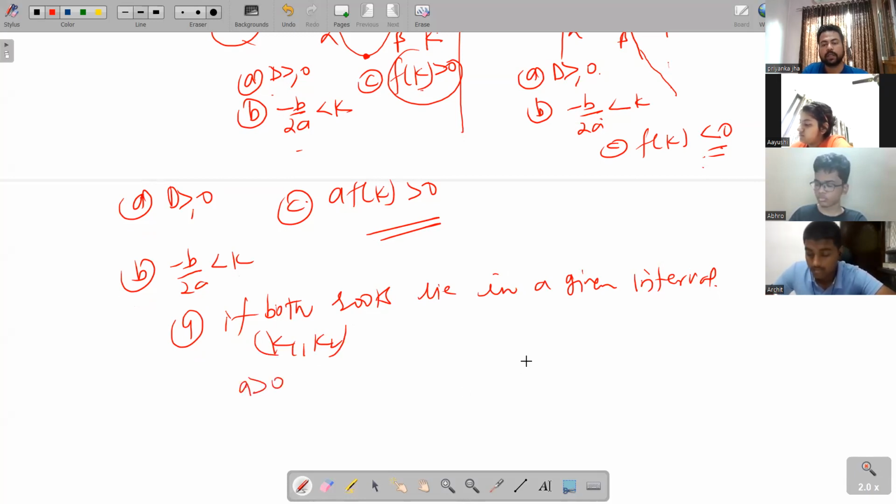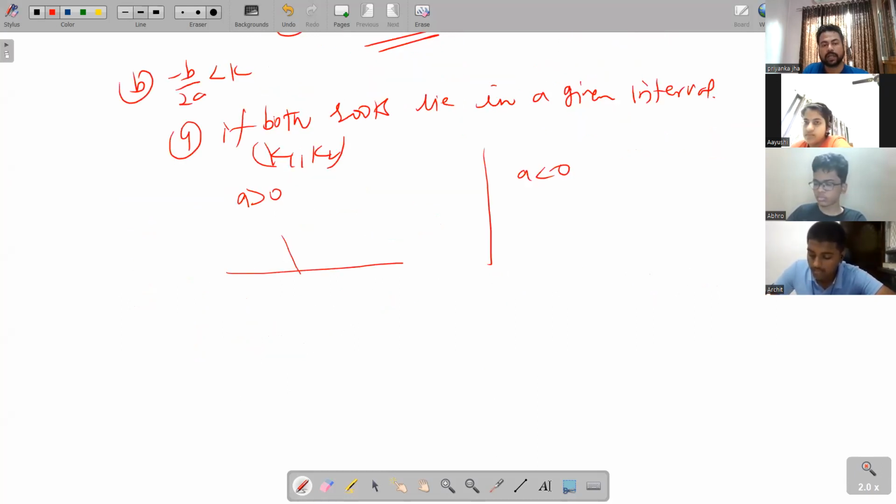If a is positive and a is negative. So if a is positive, the graph will be like this. So this is one root, this is the second root. Both roots have to lie in this interval K1 and K2. So in this case, the first thing would be discriminant greater than or equal to 0.